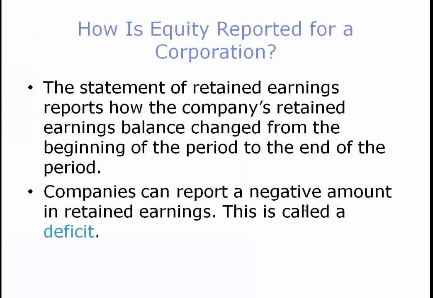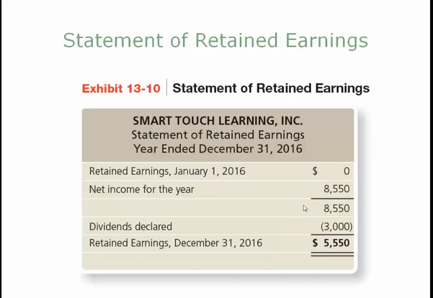It's in the statement of retained earnings. And if there's a negative amount, that means that there's a deficit. That means that the business probably had a major bad year, at least one year somewhere along the way.